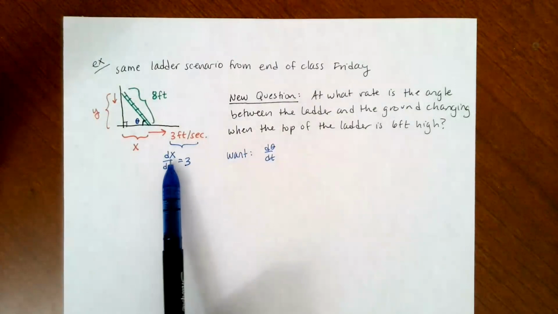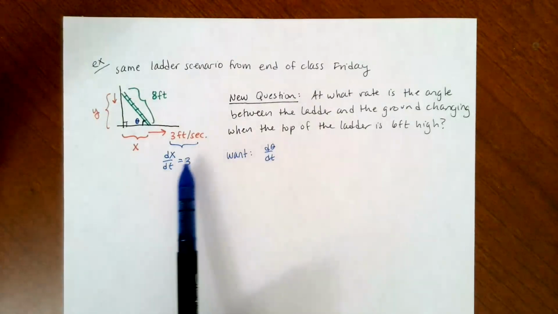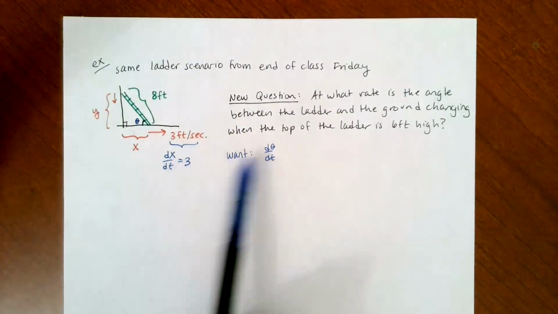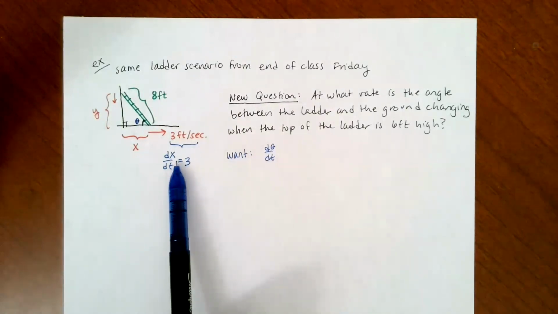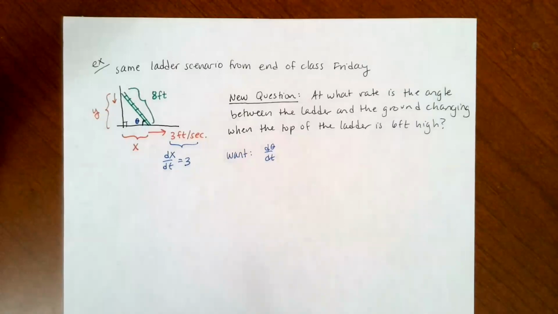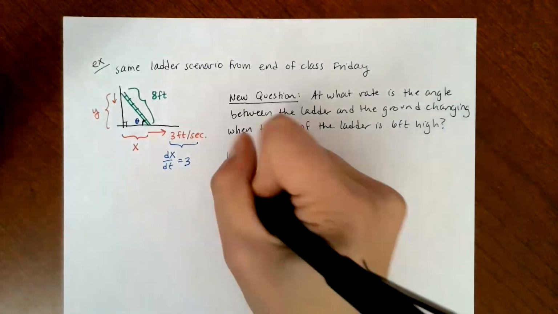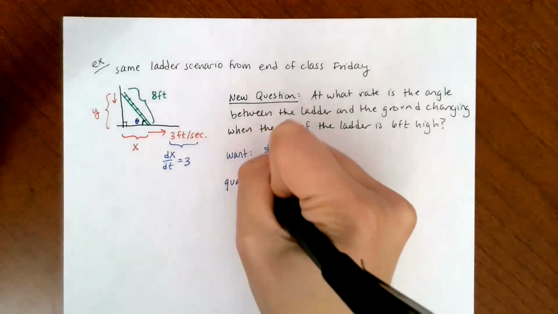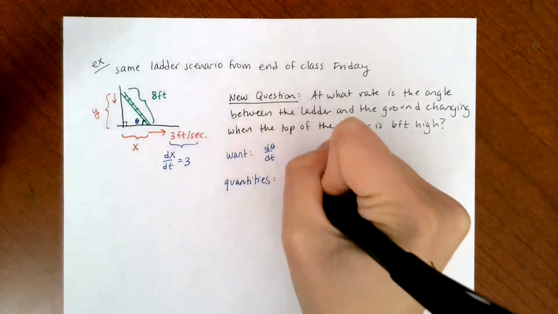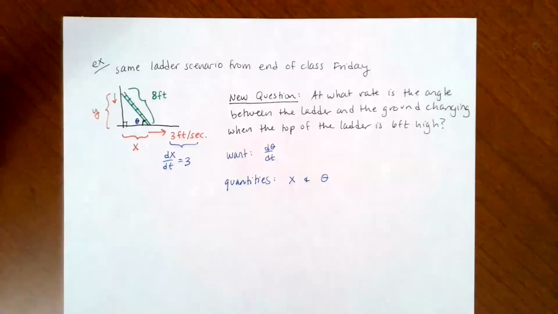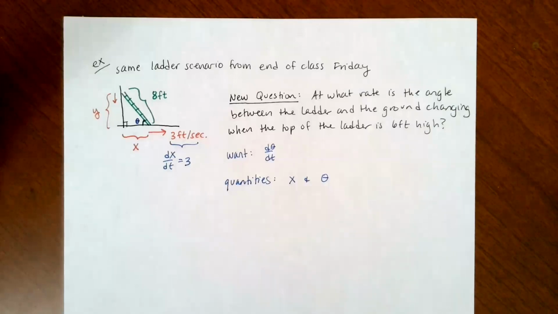So this information together tells us x and theta are the quantities, and we need to kick off with some type of equation that ties together the x and the theta so that we can differentiate it and have these derivatives get involved. So the quantities here, instead of x and y, are x and theta. I actually didn't need to label that side y, although it doesn't hurt.